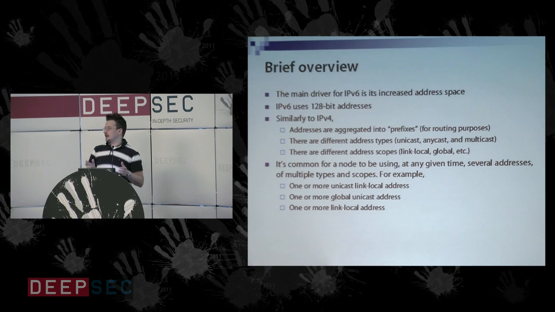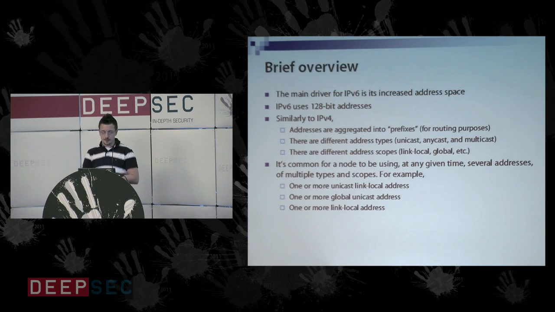But aside from the address space, the address size, basically IPv6 addressing is very similar to IPv4 addressing. You have the addresses aggregated for the purpose of routing. So, of course, you will have longer prefixes, but it's essentially the same. You have different types of addresses, for example, unicast, anycast, and multicast. Unicast, obviously, means that it's a single address that identifies a single system, whereas multicast is a single address that identifies a multiple number of systems.